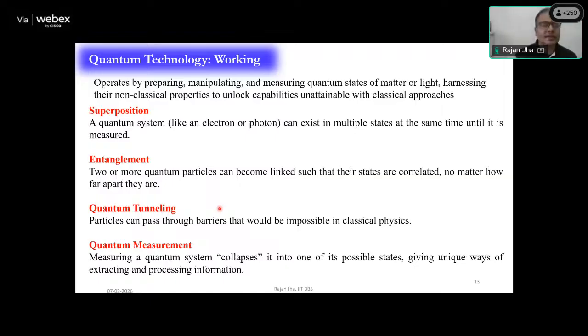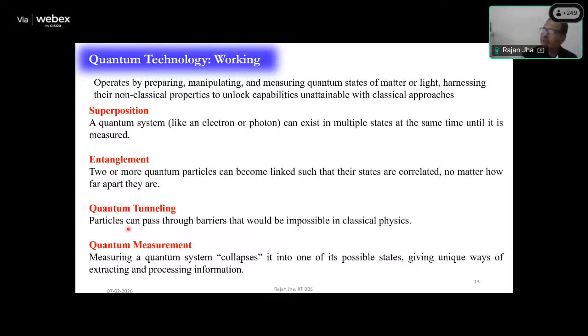It is called entanglement here, where two or more quantum particles become linked such that their states are correlated no matter how far apart they are. Einstein described this as a spooky action at a distance, and there was a lot of debate and discussion in the scientific community at that time. So if two systems are entangled, their properties are entangled. If you disturb one, the other will change accordingly. This is called quantum entanglement.